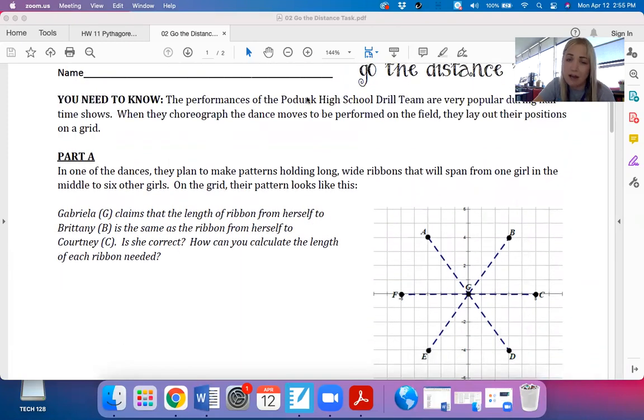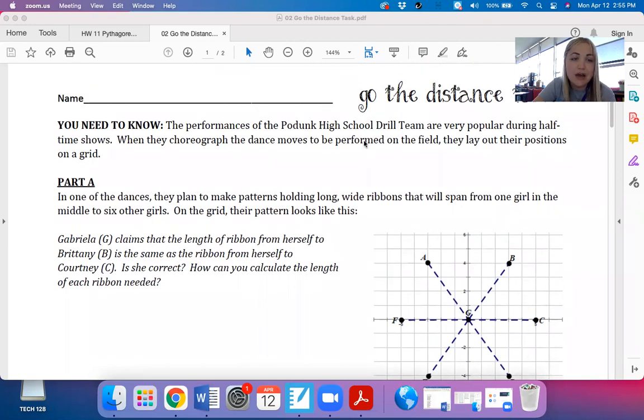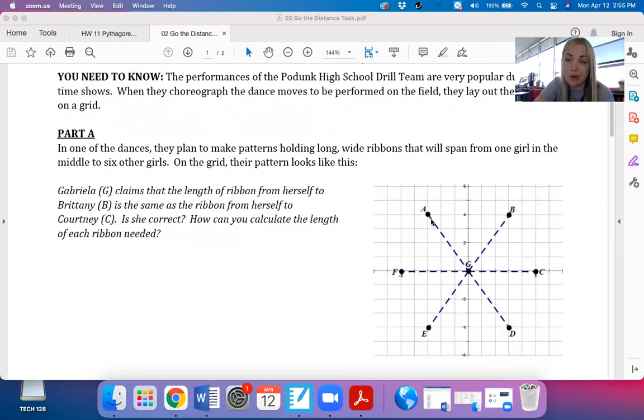The performances of the Podunk High School drill team are very popular during halftime shows. When they choreograph the dance moves to be performed on the field, they lay out their positions on a grid, and you can actually see that grid right here.